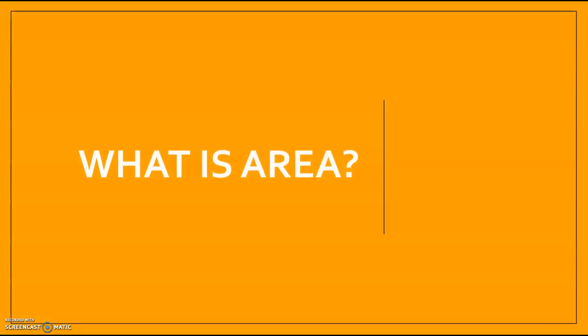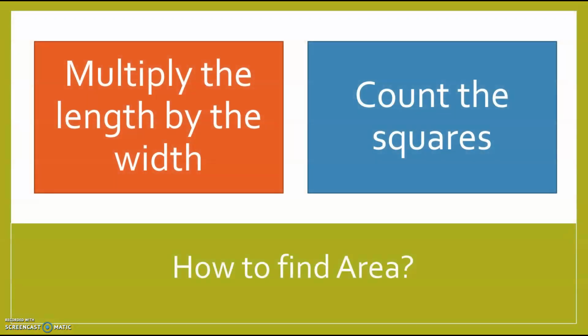Next, we're going to be talking about what is area. Area is the space that a flat shape occupies. Okay. So here's how you find area. You can multiply the length by the width of a shape. This is going to be the most commonly used method in our classroom. Or if you have an area that you have to find on a graph paper, you can count the squares. So if there's a grid, you can count the squares and get the area.